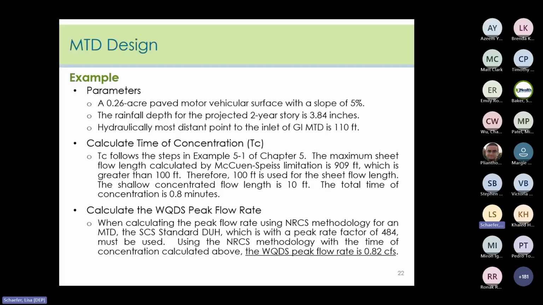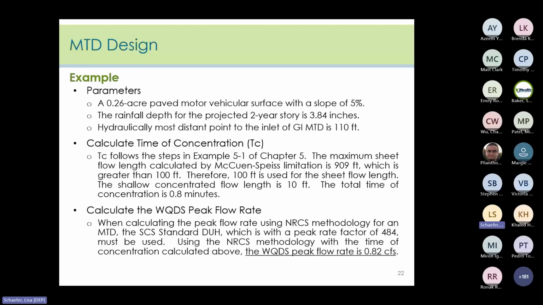But then we have to calculate the maximum sheet flow length using the formula for the McEwen-Speece limitation from page 25 of chapter 5, and in this case is equal to 909 feet. However, the maximum sheet flow length should not exceed the McEwen-Speece limitation or 100 feet, whichever is shorter. So here we're going to use 100 feet. So for our stated flow path length of 110 feet, that leaves 10 feet of shallow concentrated flow. And as a result, T sub C is calculated to be 0.8 minutes.